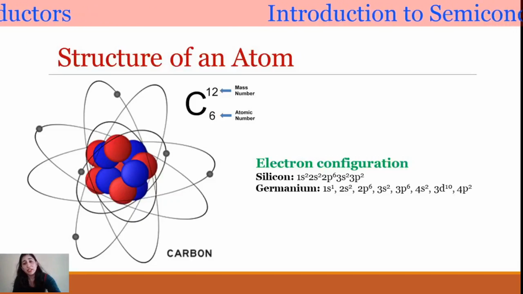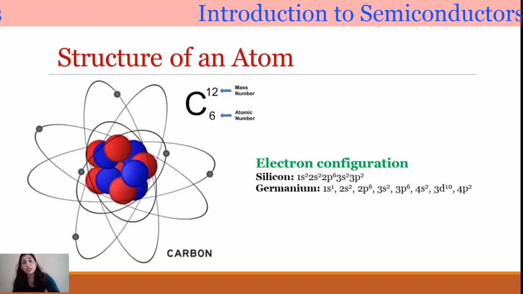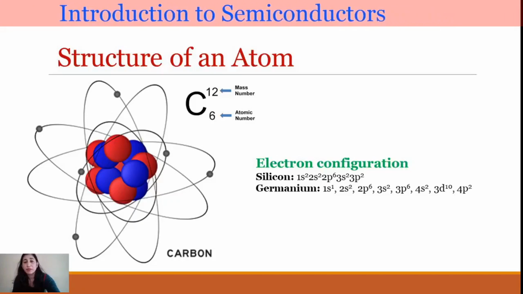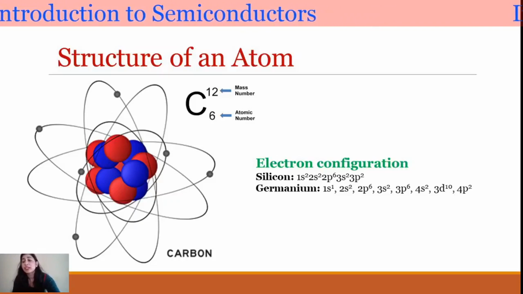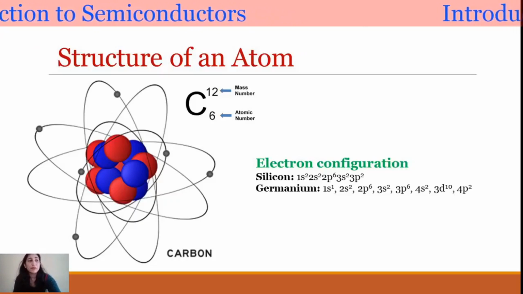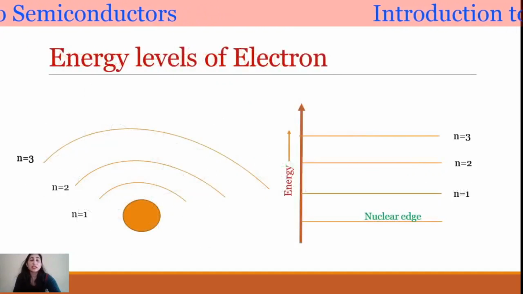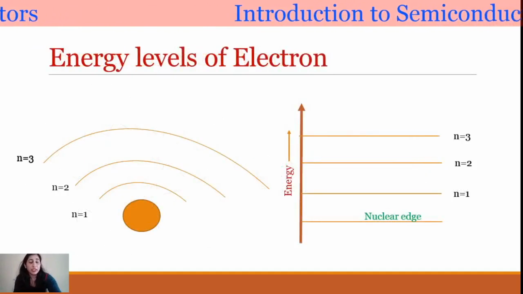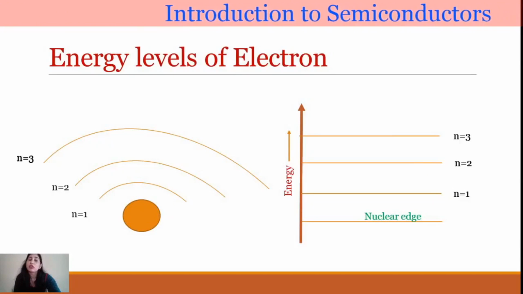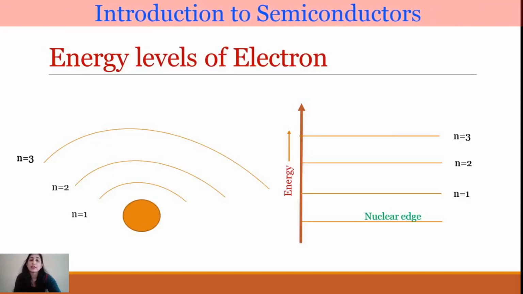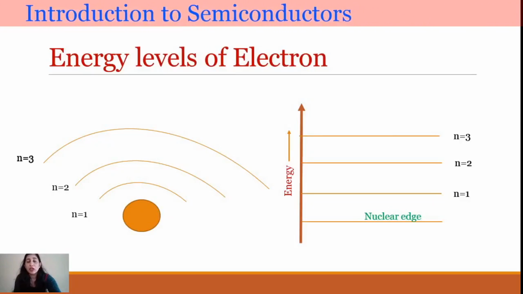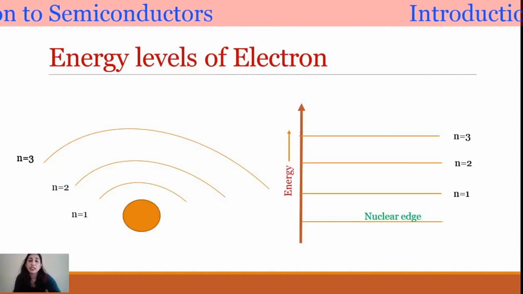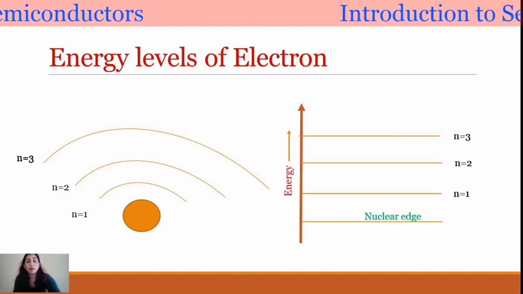In the valence shell of silicon, say the third, the total number of valence electrons is 4. And similarly in germanium, the total number of valence electrons in the valence fourth shell is 4. See, this is a simple demonstration of energy levels. In the left part, the electrons or the orbits are shown as circular, while on the right it is shown as different levels in increasing order towards upward.